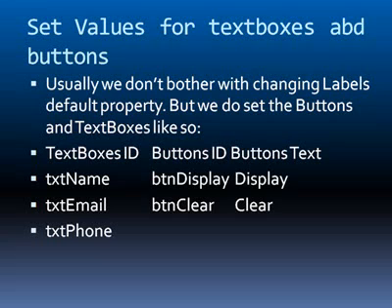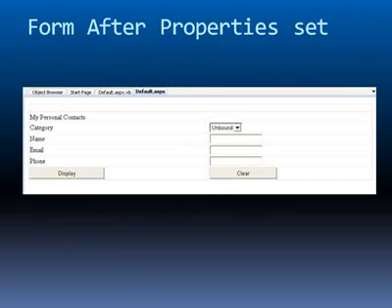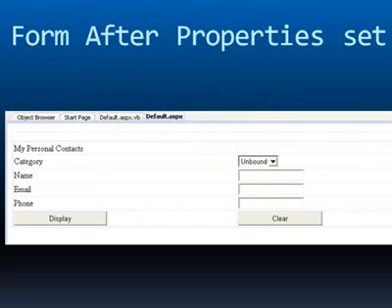This becomes a little more obvious as you see the next screenshot. So here are my buttons, the display and the clear button, and the text boxes have the names that we just showed you a moment ago. Once your web page or web form has properties set, this is what it should look like.